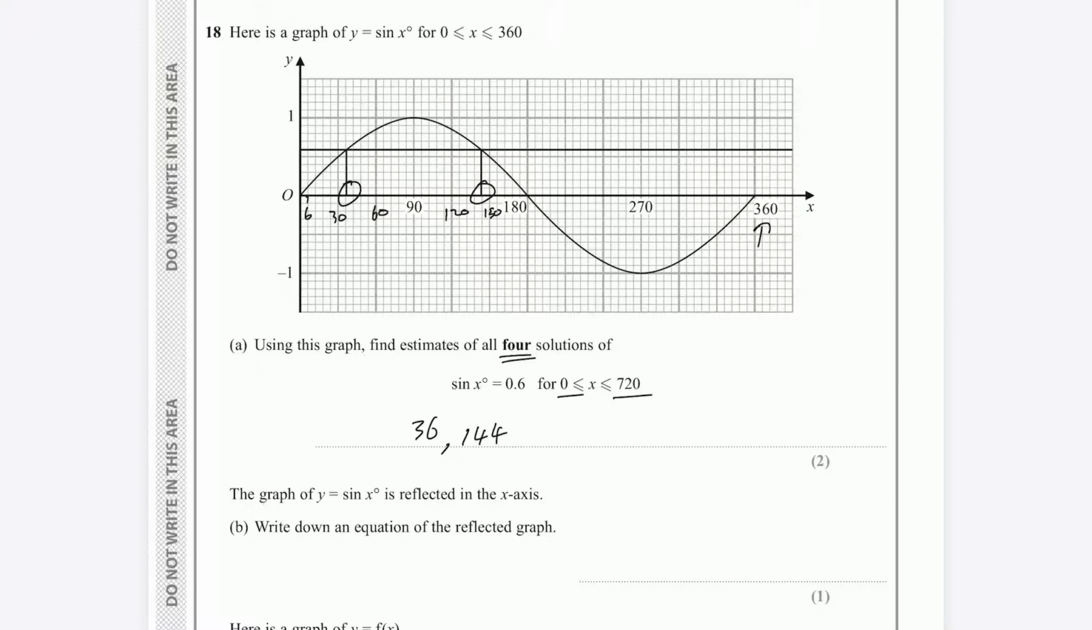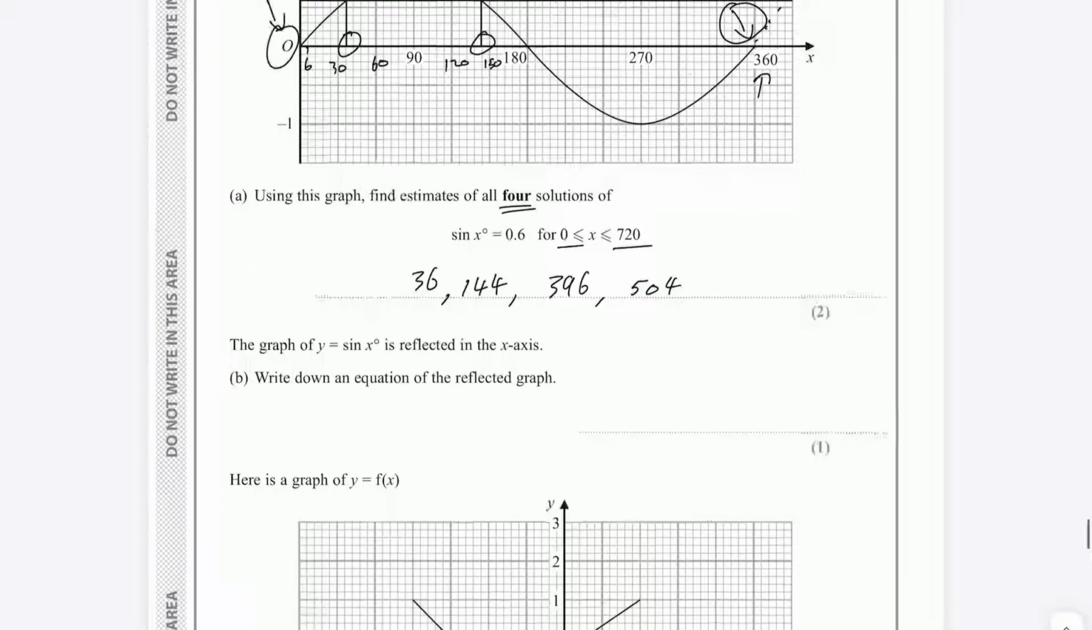Now, notice the next part where the curve goes up is here. So the first part was at 0. The next part is at 360. So we just want to add 360 to 36. That gives us 396. And we want to add 360 to 144 to get 504.